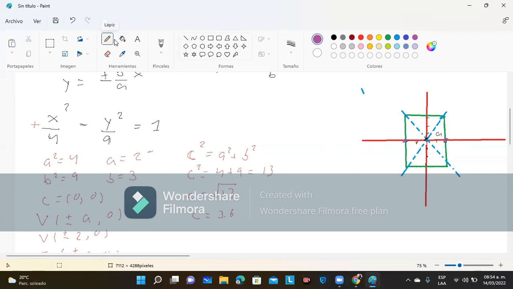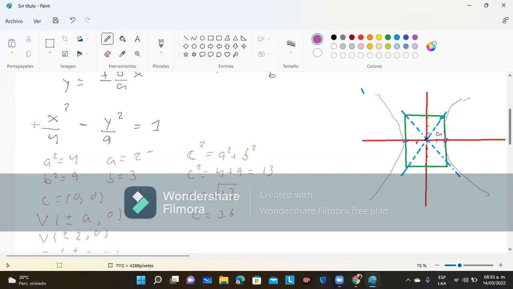So now to try to draw the hyperbolas, we need to draw this getting close to the asymptotes, but not touching them, okay? So we are going to draw something like this. Kind of difficult. Okay, so now we have the asymptotes.